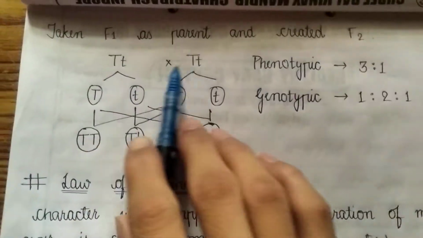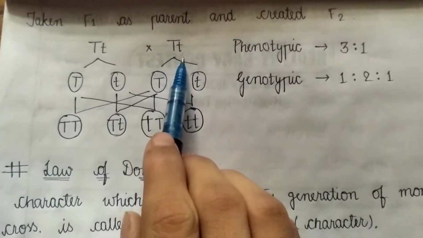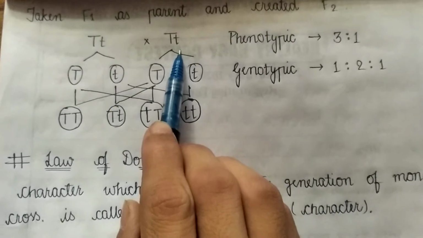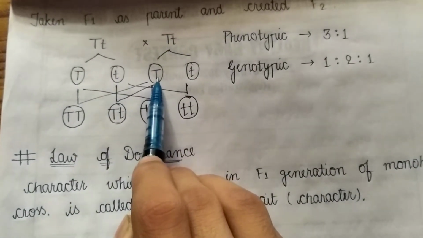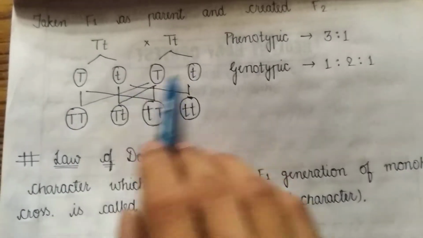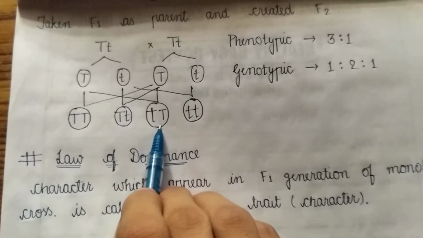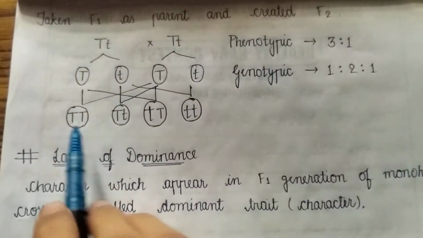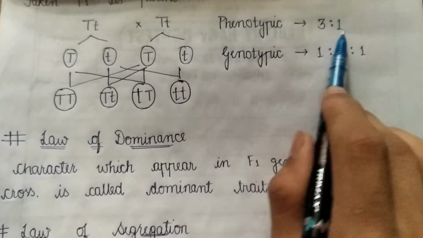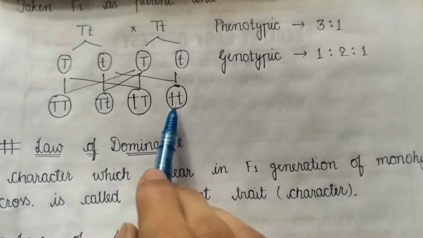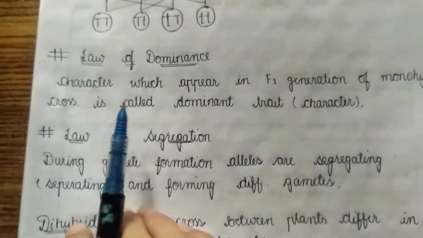Now we have taken F1 as a parent and created F2. That is capital T and small t, and capital T and small t are taken as parents, and we have done the cross. So one gamete is capital T small t and the same also capital T and small t. Now we have done the fusion, so we get capital T, small t, capital T small t, capital T small t. So phenotype is tall, but this is dwarf. So ratio is 3:1, and genotype is 1:2:1.